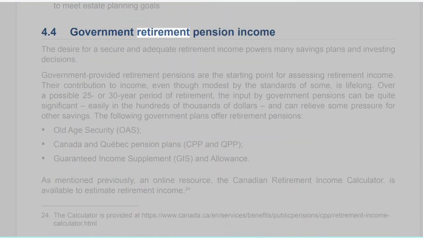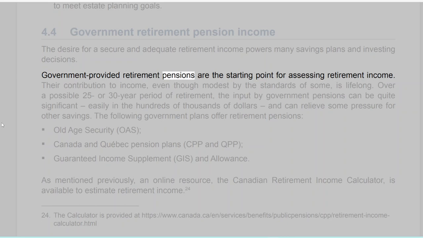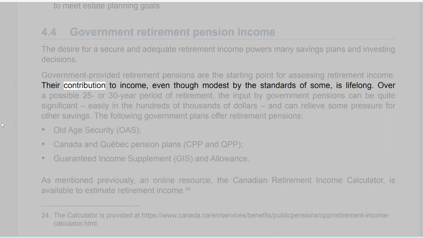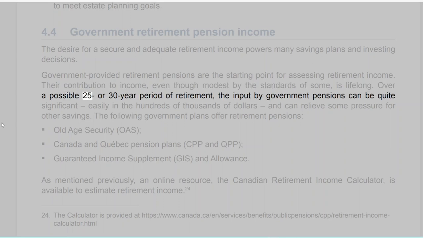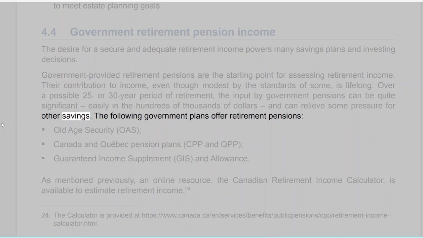4. Government retirement pension income. The desire for a secure and adequate retirement income powers many savings plans and investing decisions. Government-provided retirement pensions are the starting point for assessing retirement income. Their contribution to income, even though modest by the standards of some, is lifelong. Over a possible 25 or 30-year period of retirement, the input by government pensions can be quite significant, easily in the hundreds of thousands of dollars, and can relieve some pressure for other savings.